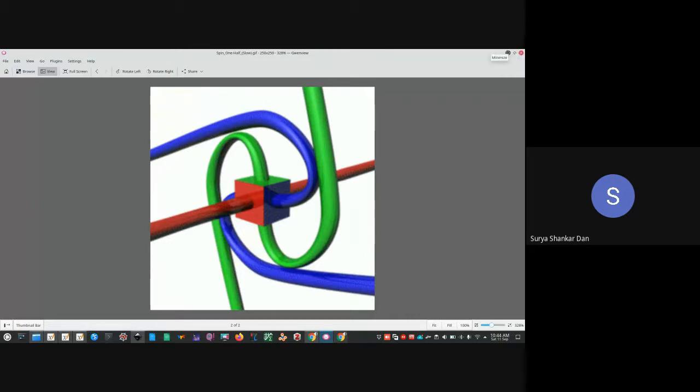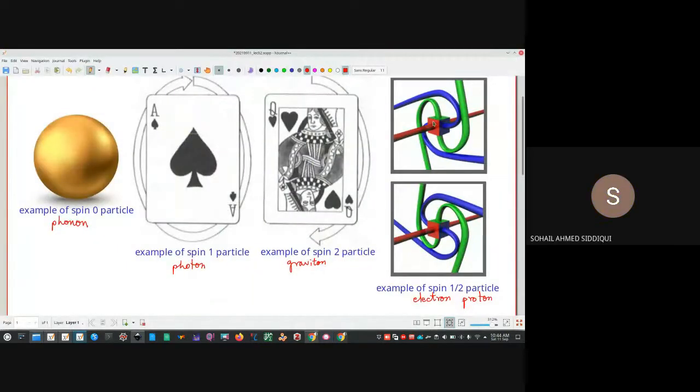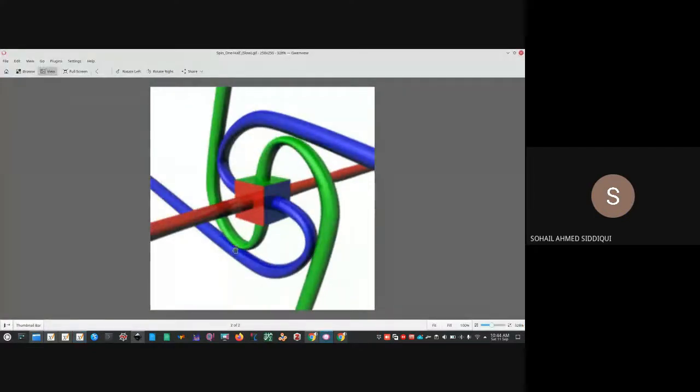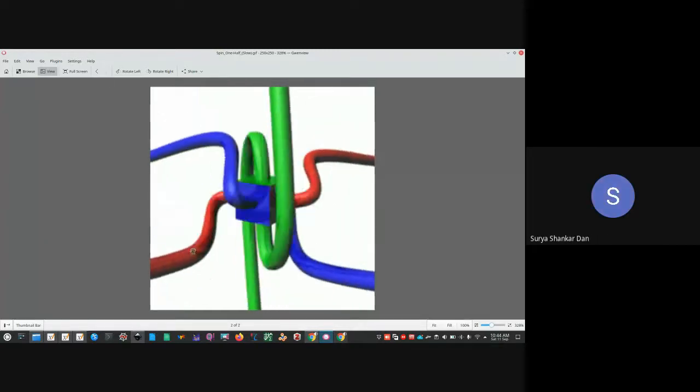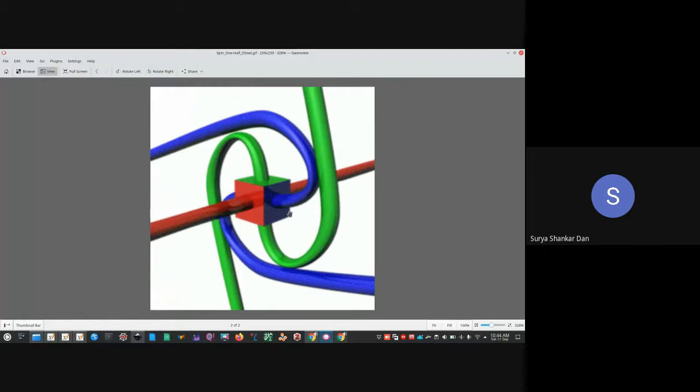Excuse me, sir. Yes. Sir, what line of force does the red line represent? Because it needs only a 360 degree rotation. Yeah, so what I am suggesting is that the red line is, I'll tell you, just a GIF I found on the internet.